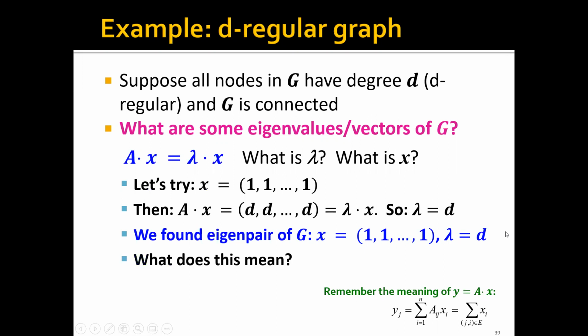So what does this mean? Intuitively, this means that this graph forms a single large community.